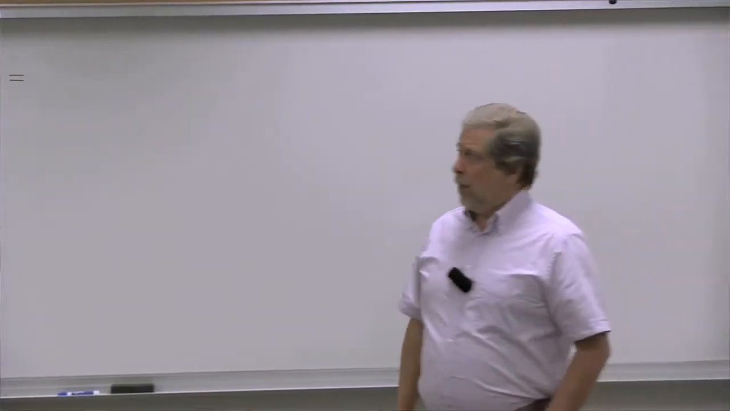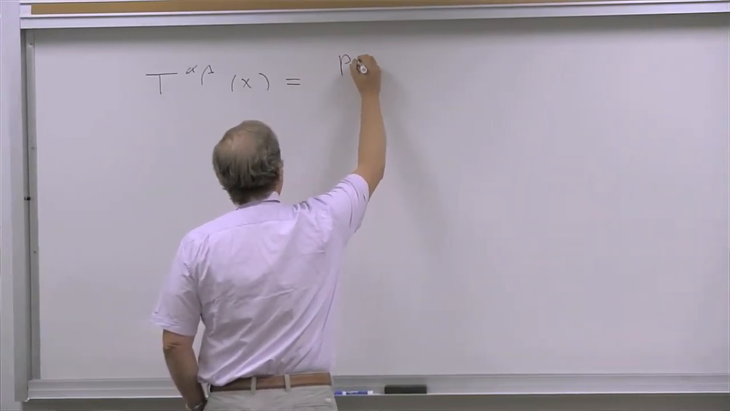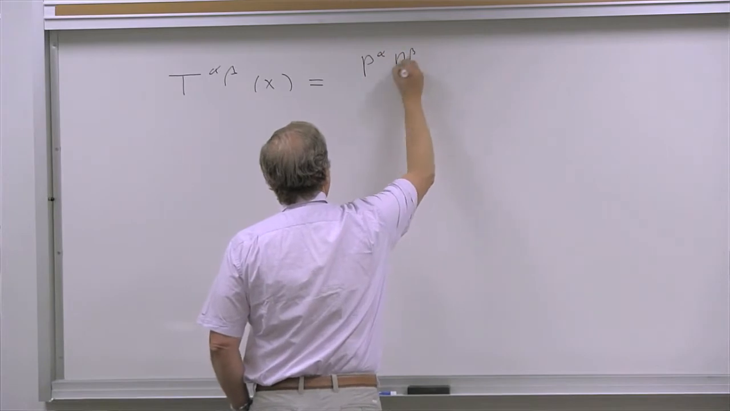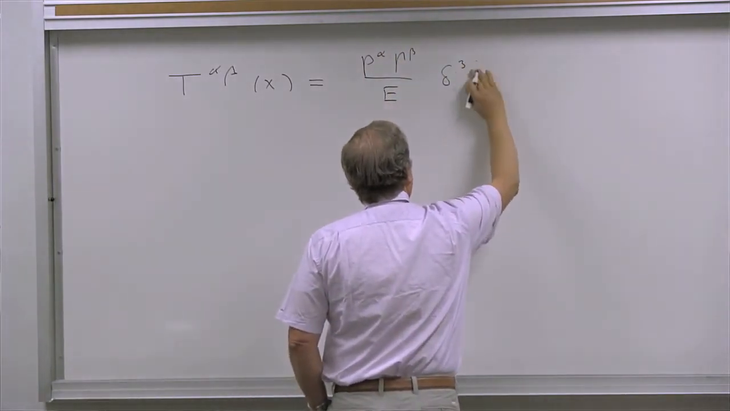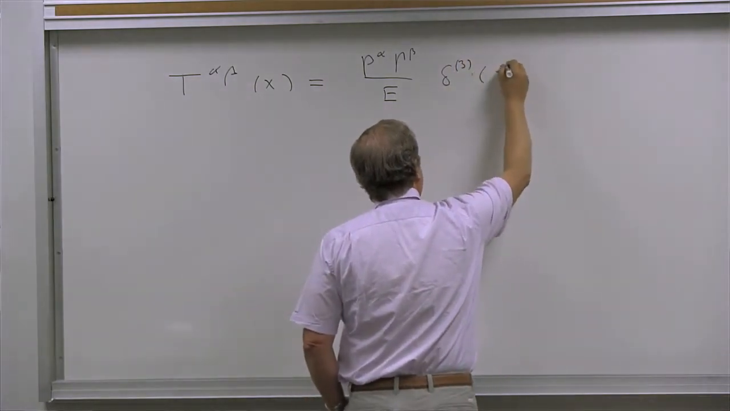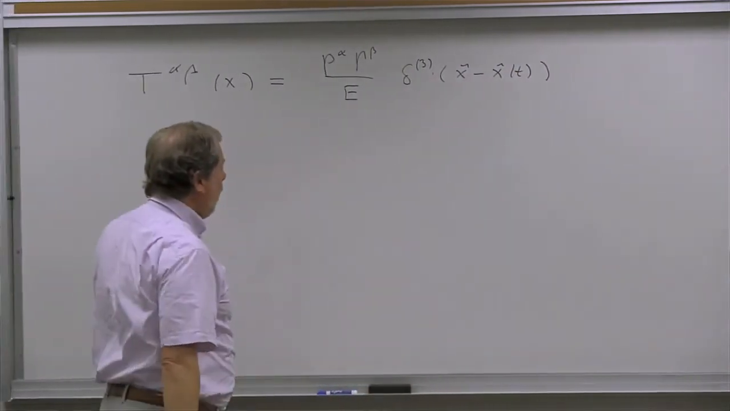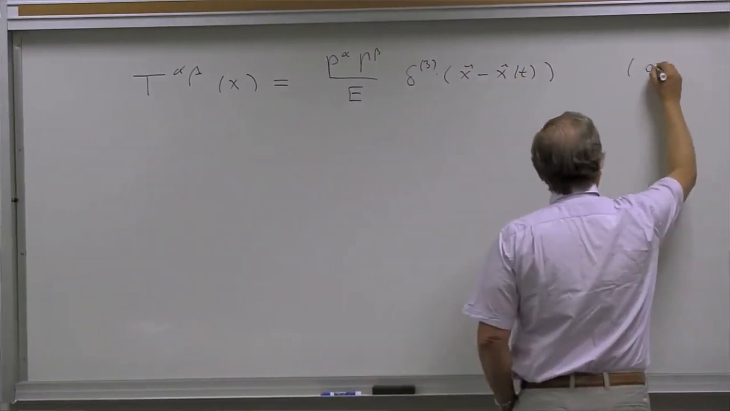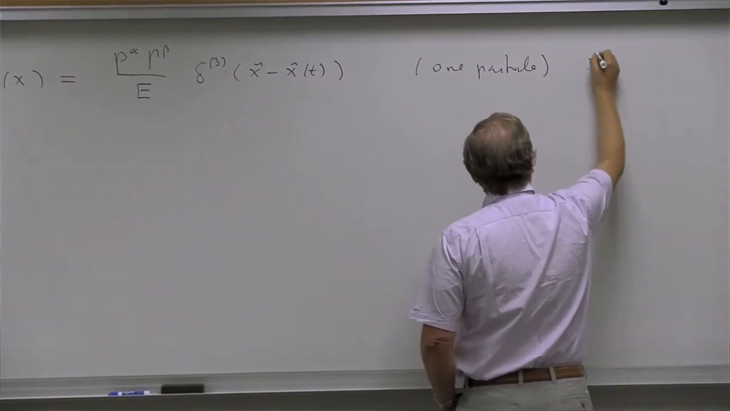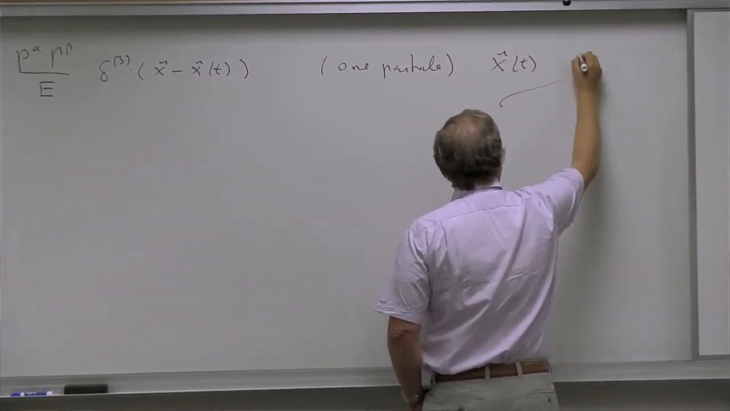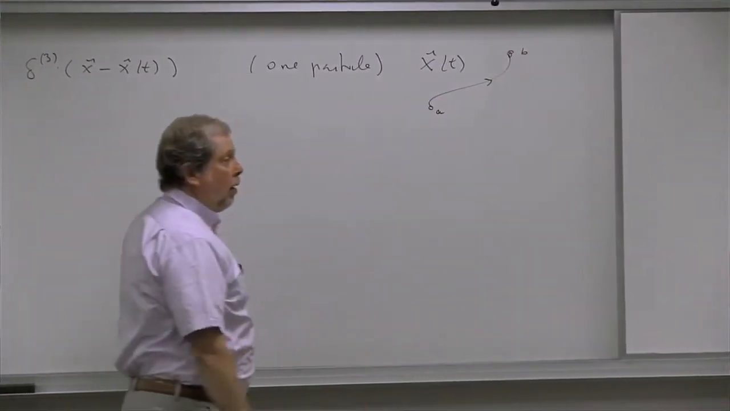And in order to write down an explicit form so that we could play with it and derive properties of it, we looked at the energy momentum tensor for a single particle, right? And for a single particle, this was P alpha, P beta, divided by the energy times delta 3 of x minus x of t, right? And so this is one particle, described by a trajectory x of t, which maybe goes from point A to point B, right?